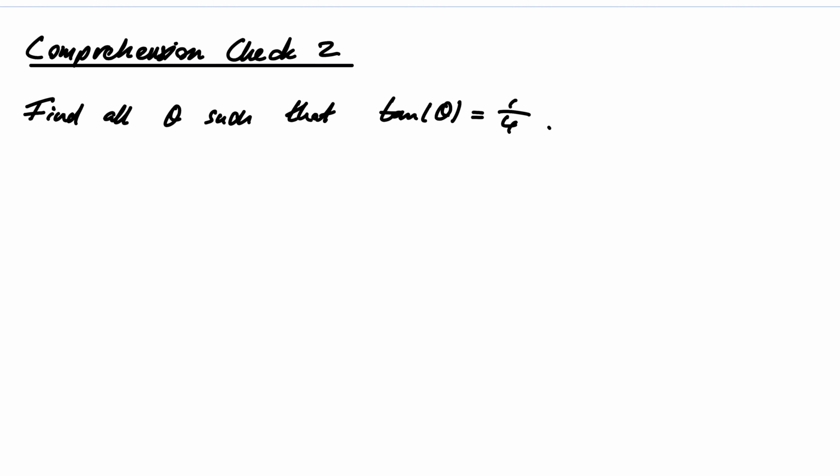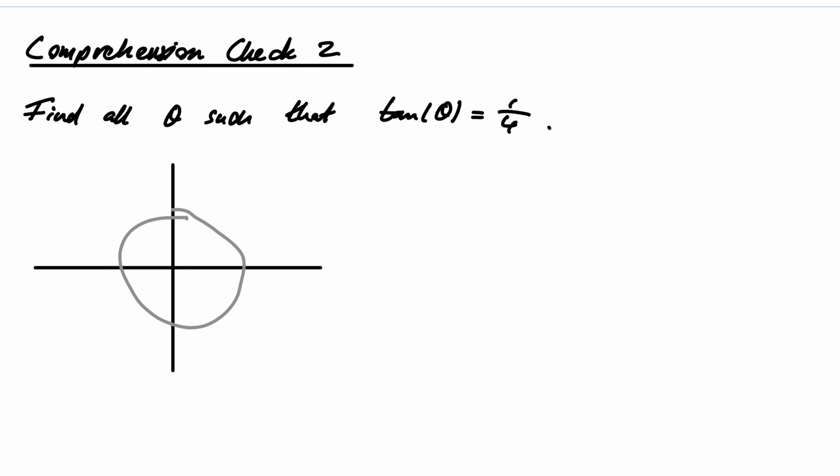So again, let's try something similar to previous problems we've seen. Let's try to find all theta such that tangent of theta is equal to a quarter. Let's start off with a unit circle as always, because it's very hard to wrap your head around this unless you have a clear image of what this means visually. So let's draw a unit circle, or attempt to.